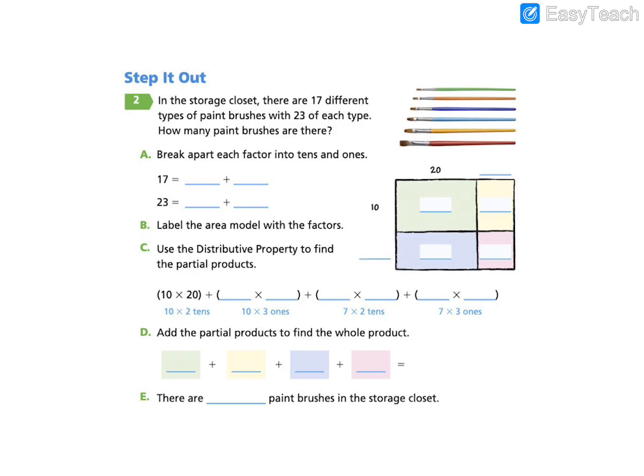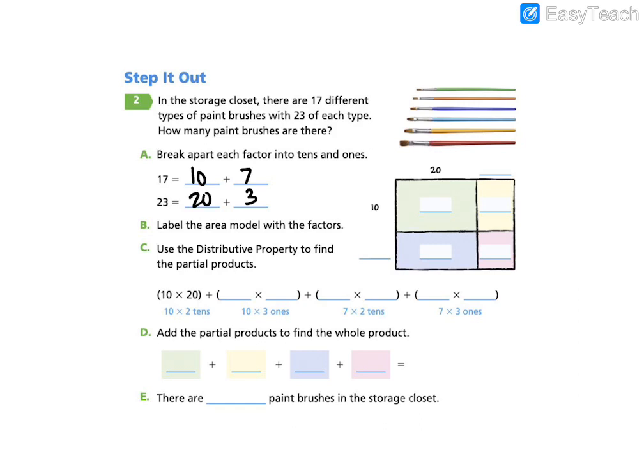All right, number 2. In the storage closet, there are 17 different types of paintbrushes with 25 of each type. How many paintbrushes are there? Step A, break apart the factor into tens and ones. So go ahead and write it in expanded form. Pause the video if you need any more time. All right, so we have 10 and 7 and 20 and 3.